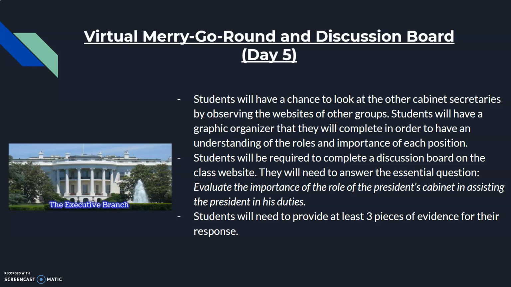They will need to answer the essential question: evaluate the importance of the role of the president's cabinet in assisting the president in his duties. In other words, each student will be answering the essential question on this discussion board to show that they have hit the main objectives for this project. And in this response, students will need to provide at least 3 pieces of evidence for their response. So these 3 pieces of evidence will come from the virtual merry-go-round. So students will use what they learned from the other projects in order to answer this question.